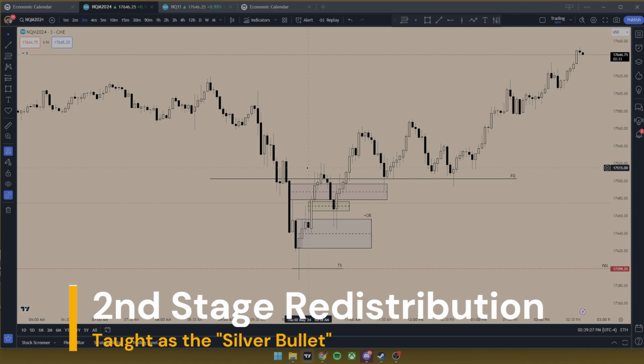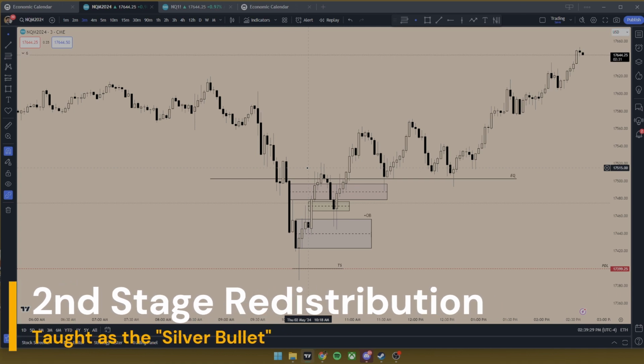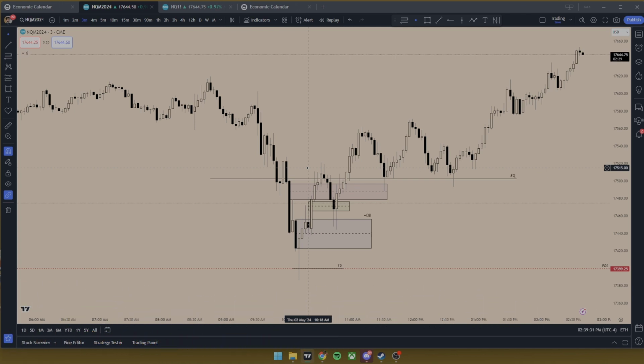Second stage redistribution is the move you want to be in. It's going to be quick, sporadic delivery straight to your target. That's what you want to be in. These are the low resistance liquidity runs we're looking to engage with.